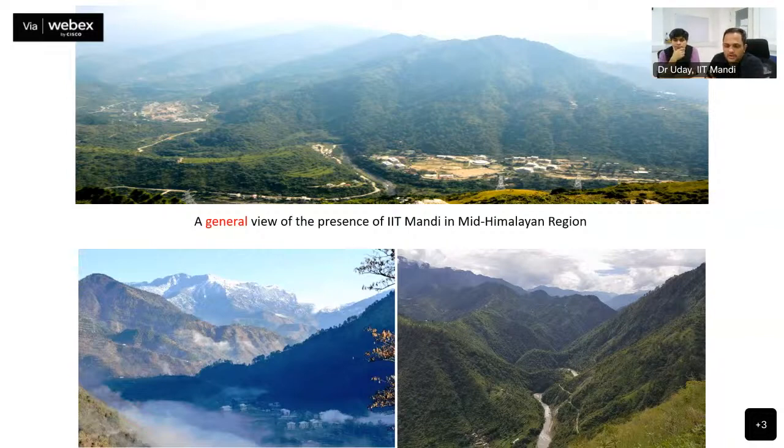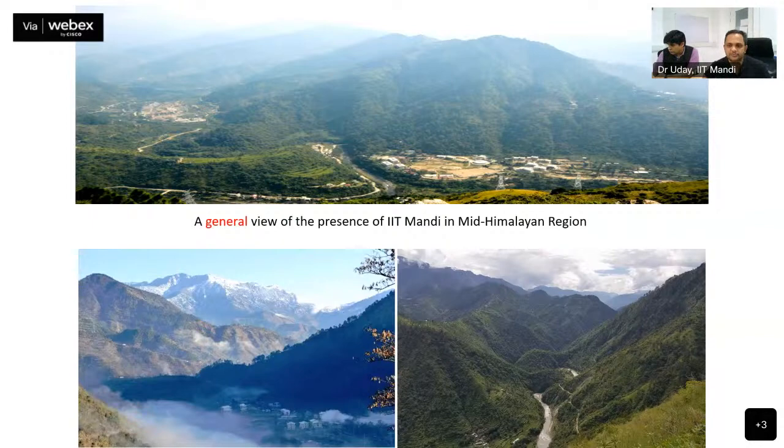So now I'm just trying to show you our presence in the mid-Himalayan region. We currently have two campuses, which we call North Campus and South Campus, and we are very well situated, as you can see in the topmost figure. We are well within the mountainous region at the mid-Himalayan region in Mandi, around 14 kilometers away from Mandi town, and it falls into a very scenic, picturesque valley. As you can see here, we are surrounded by mountain peaks which are snow-fed, and we also have a gorgeous river flowing at the side of the campus; one of the boundaries of the campus is the river itself, which is the Uhul River.